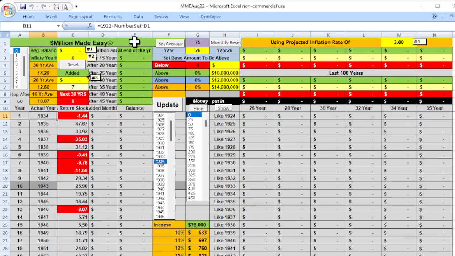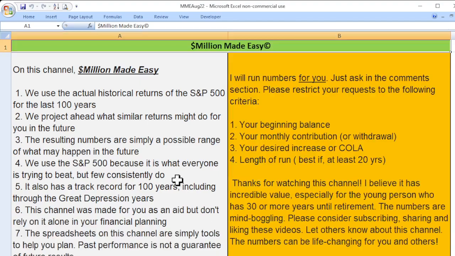On this channel, we love to run numbers for people. I just ask that if you want me to run numbers for you, give me your beginning balance, how much you can contribute a month, and whether you want to increase that each year, and we'll go ahead and run the numbers. What we do on this channel is use the historical returns for the S&P 500 over the last 100 years, which includes the Depression years, and we project what similar returns might do for the near future. The resulting numbers are simply a possible range of what may happen in the future.